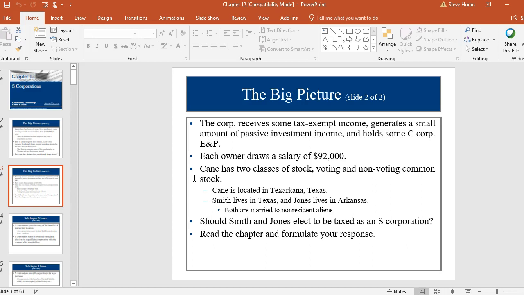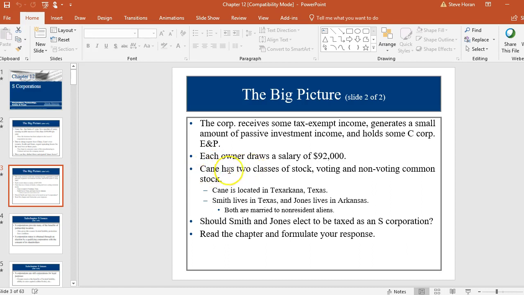Cain is in Texarkana, Texas. Okay, so the company itself is in Texas. Smith lives in Texas. Jones lives in Arkansas. Both are married to non-resident aliens. Should Smith and Jones elect to be taxed as an S Corp? And then we'll go through and figure that out.